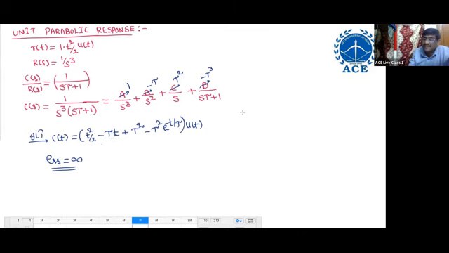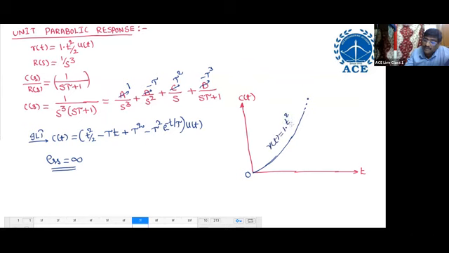If you draw the response, this is t, this is c of t. The input is like this. This is the parabolic input. So this is the parabolic input r of t, that is t square by 2 into u of t.